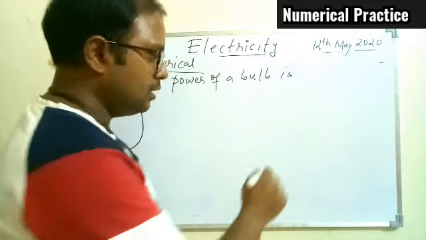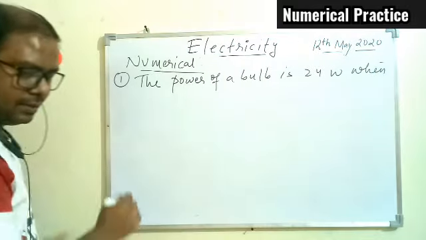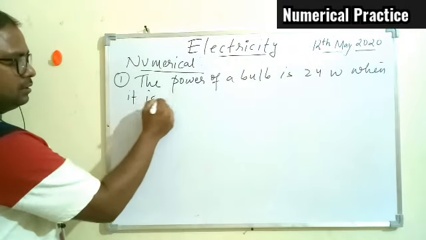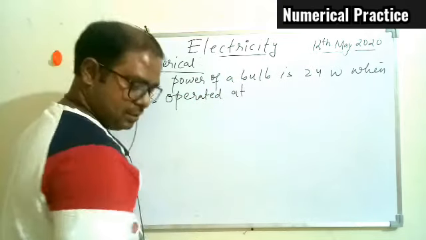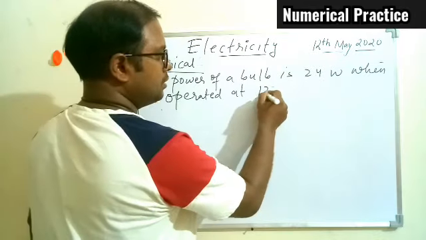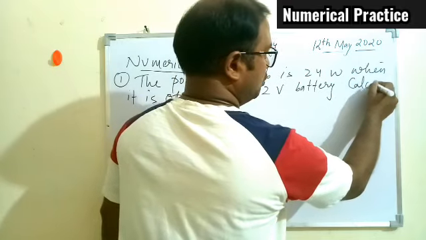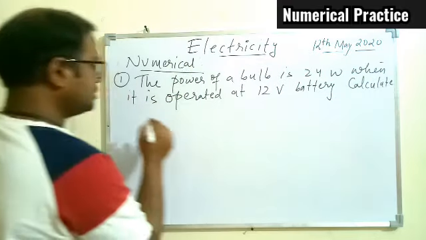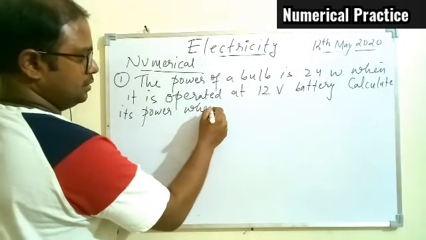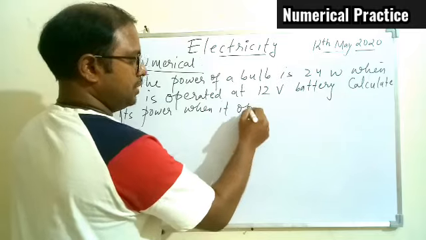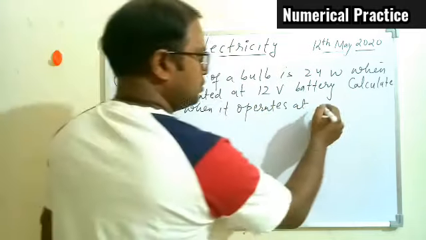is 24 watt when it is operated at a 12 volt battery. Calculate its power when it operates at a 6 volt battery.